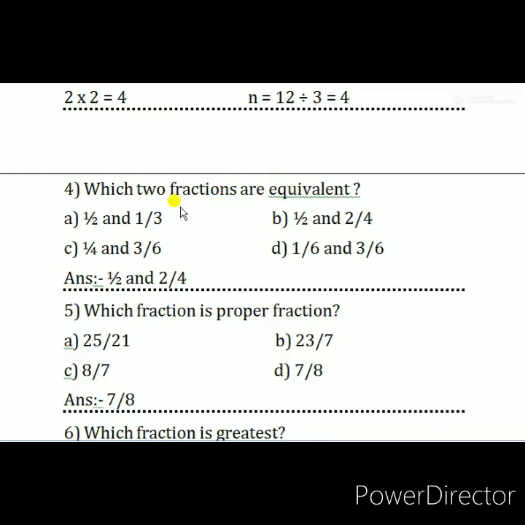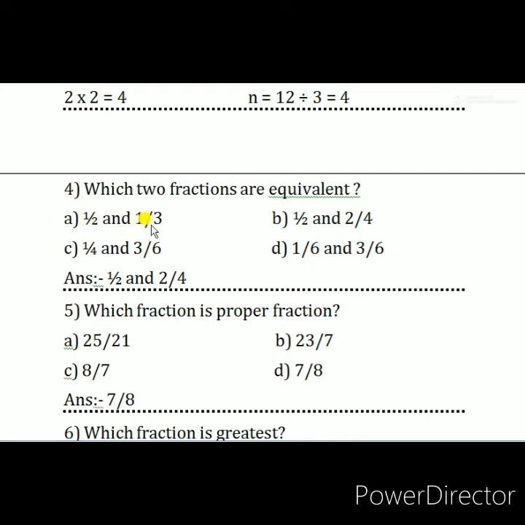If two fractions are given, to find out whether they are equivalent fractions, the first method is the cross multiplication method. Another method is to find the reduced form of both the fractions. If both fractions give the same reduced fraction, then we can say that they are equivalent fractions. Let's start from the first option. The first option is 1 by 2 and 1 by 3.